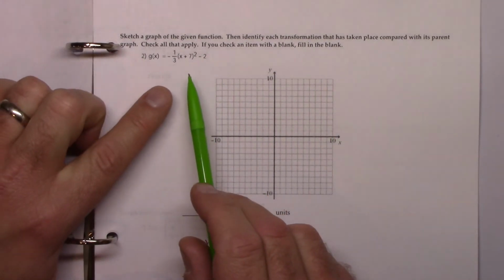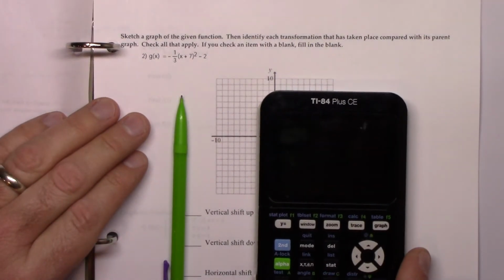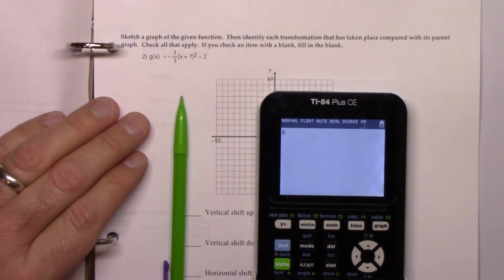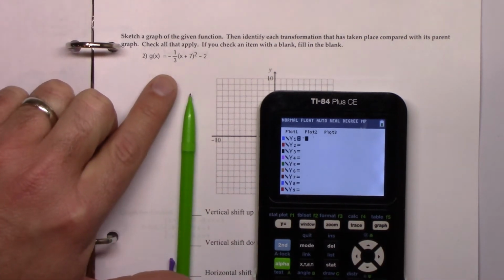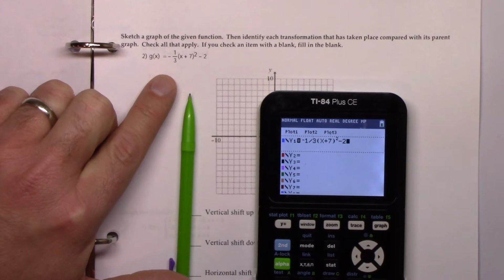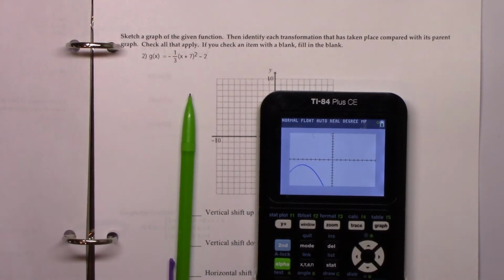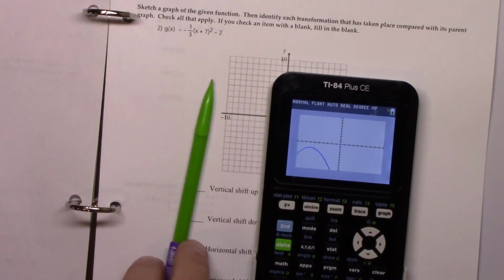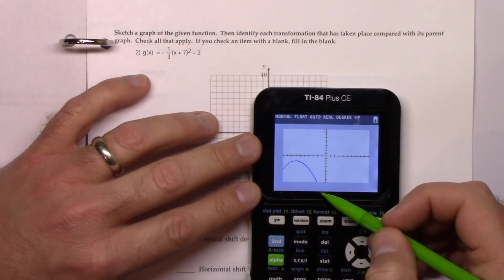Now you could start by looking at this graph in your graphing calculator. So I'm going to go ahead and enter this function into my y equals window. So I've got the -1/3, and then in parentheses x plus 7, close it and square it, and then minus 2 in the back. If you want to look at the graph right off the bat, you can see this is a parabola shape. Let me get everything centered there. It's a parabola shape. It's been flipped upside down.